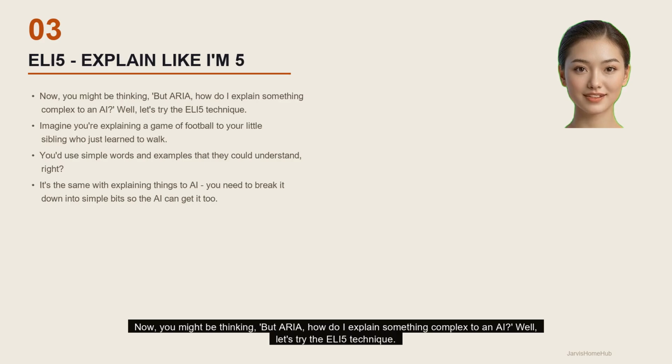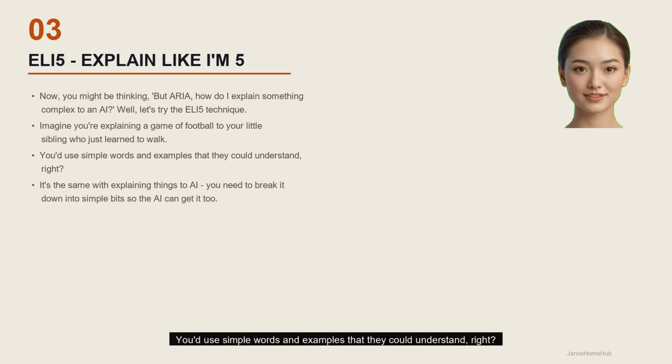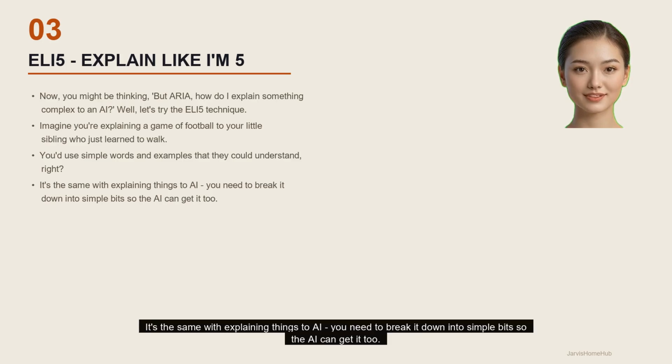Now, you might be thinking, but Aria, how do I explain something complex to an AI? Well, let's try the ELI5 technique. Imagine you're explaining a game of football to your little sibling who just learned to walk. You'd use simple words and examples that they could understand, right? It's the same with explaining things to AI. You need to break it down into simple bits so the AI can get it too.